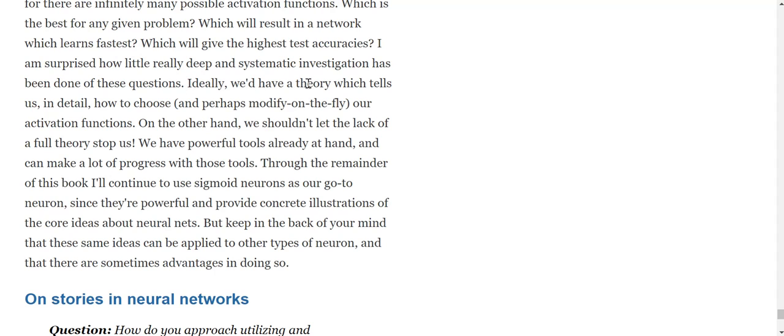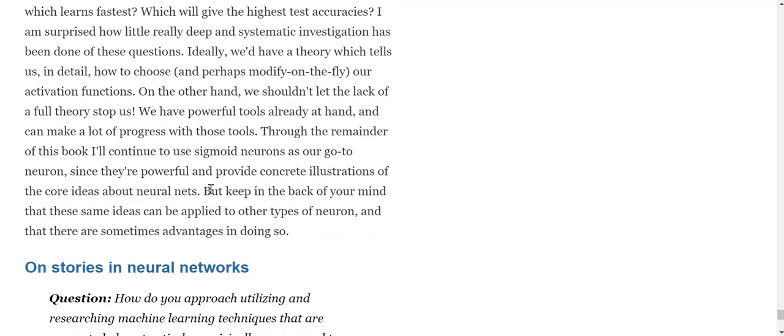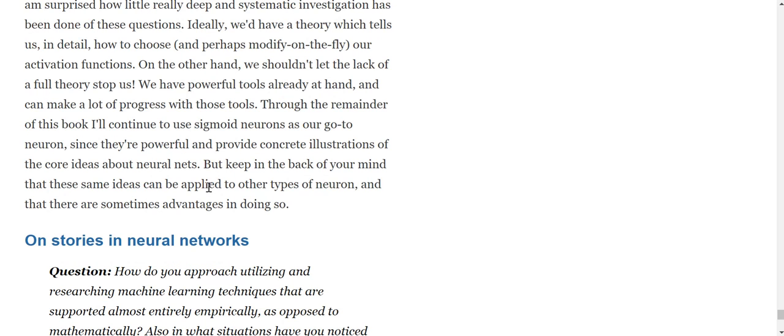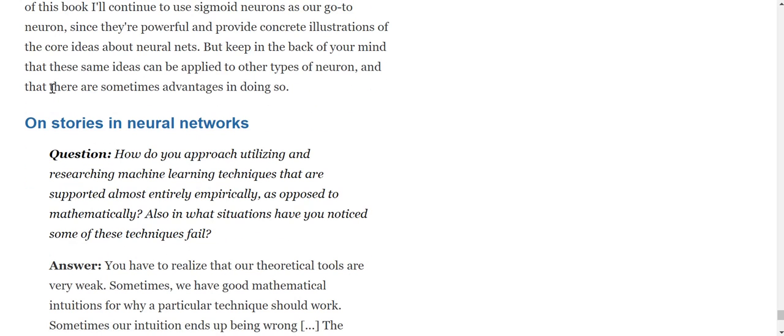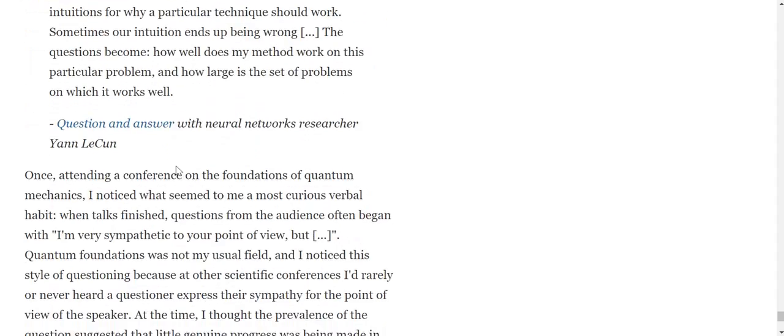Right. So ideally we'd have a theory which tells us in detail how to choose our activation functions. On the other hand, we shouldn't let the lack of a full theory stop us. We have powerful tools already at hand and can make a lot of progress with those tools. Very true. Through the remainder of this book, I'll continue to use sigmoid neurons as our go-to neuron since they are powerful and provide concrete illustrations of the core ideas about neural nets. But keep in the back of your mind that these same ideas can be applied to other types of neurons, and that there are some advantages in doing so. Right.